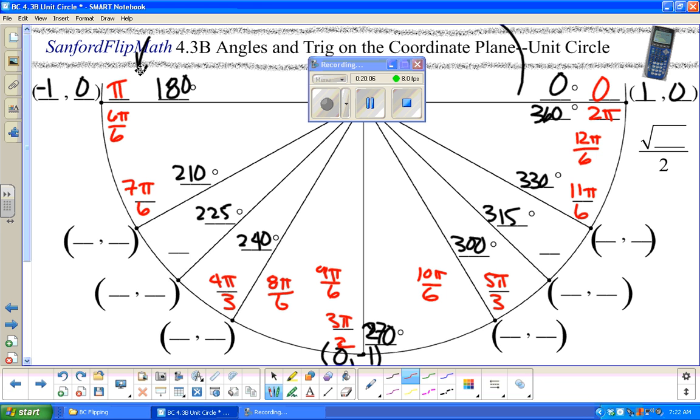Okay? Filling in the 45s. Well, 45s are about pi over 4. This is 4 pi over 4, which is pi. So 5 pi over 4. 6 pi over 4 is 3 pi over 2. And then 7 pi over 4. 8 pi over 4 is the 2 pi. All right, so this fills in all of the angles. All right, so you got it.